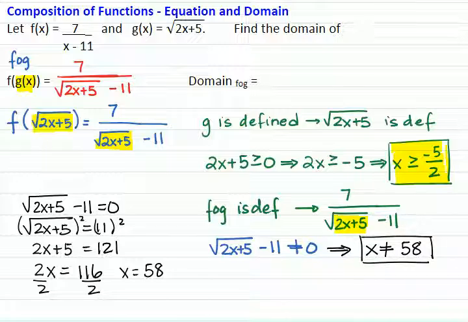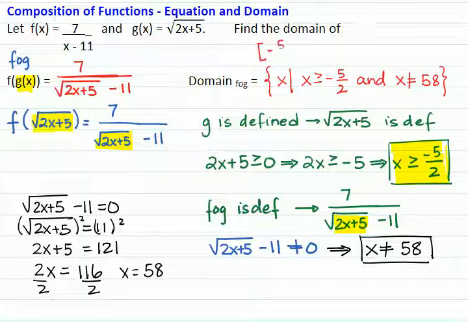If I wanted to write the domain in set builder notation, I would have written x such that x is greater than or equal to negative 5 halves, and x is not equal to 58. If I want to write this in interval notation, I will write closed at negative 5 halves, comma, 58 open, union 58 to infinity. And if I wanted to graph the domain, I would have graphed it as follows.